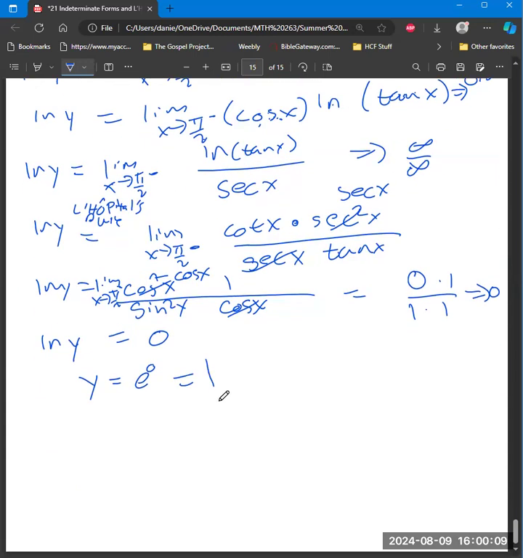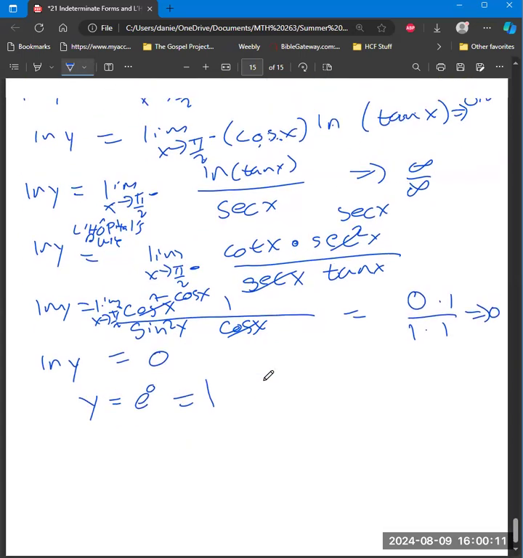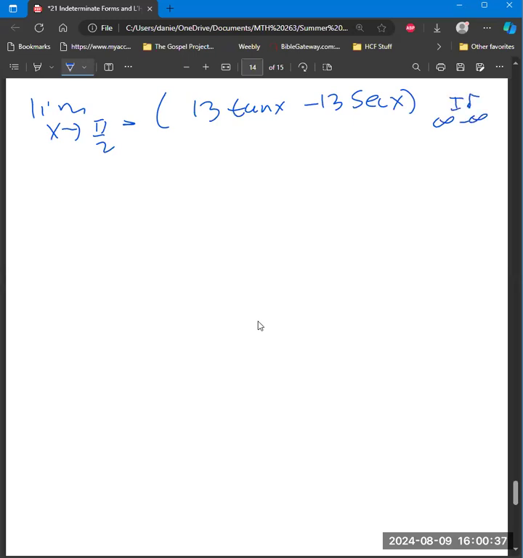Let's see, I have another example here. I'm going to come up here to work it on this blank page right here. So the limit as x approaches pi over 2 from the left of 13 tan x minus 13 secant x is going to be an infinity minus infinity indeterminate form.